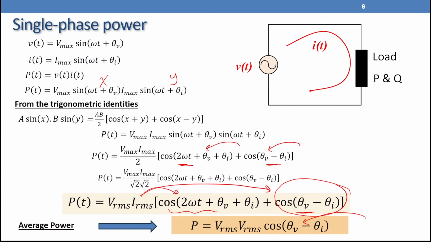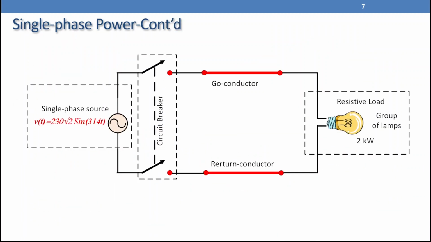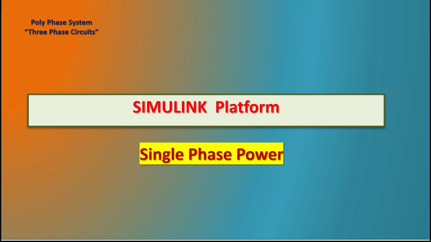We're going to see. We proved mathematically that the single-phase power consists of two terms. One of them is a sinusoidal function with double the frequency component, and the second one is the DC level, which represents the average power. We need to prove that one using simulation. So we are going to return back to this circuit. We have a supply with 230 volt, root 2 sine omega t, feeding a load of 2 kilowatt resistive. So we are going to simulate this circuit and look at what the power looks like. So we are going to move to the Simulink platform to look at this problem.